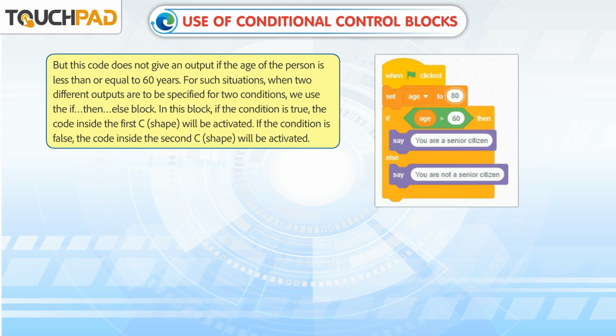then, else block. In this block, if the condition is true, the code inside the first C shape will be activated. If the condition is false, the code inside the second C shape will be activated.